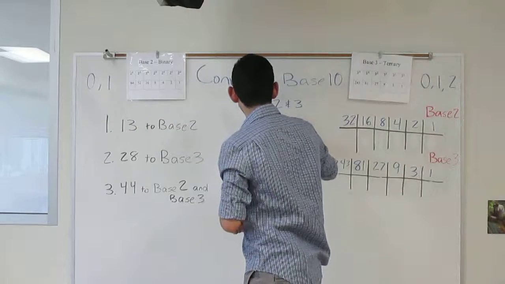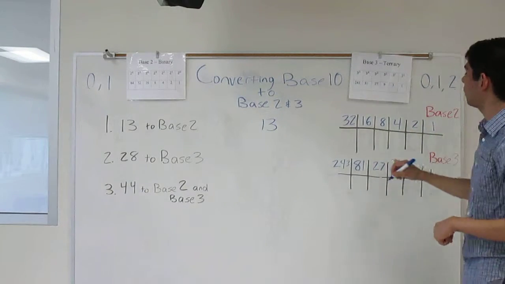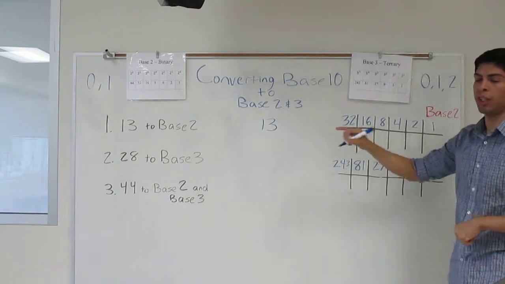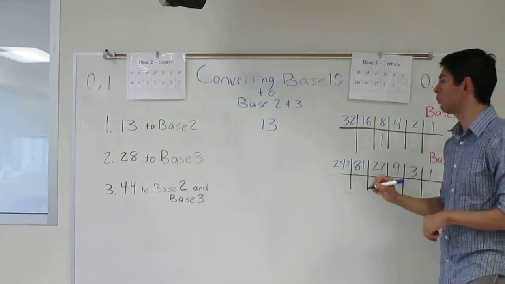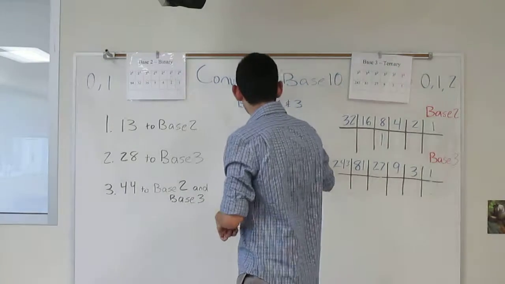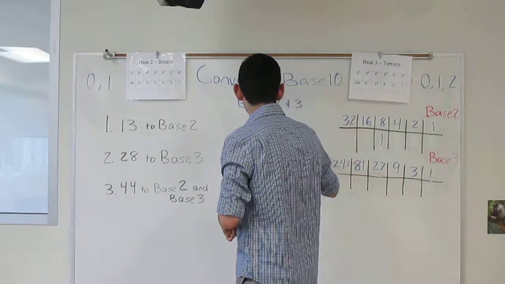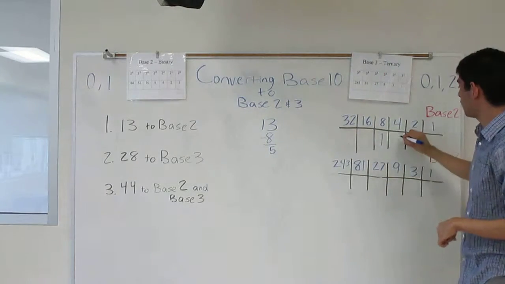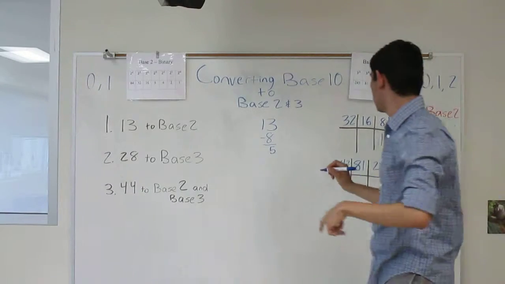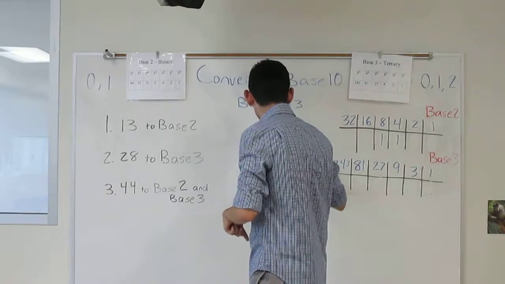So we have the number 13 right here. And we'll go to our table right here. We notice that 32 and 16 are too great to fit into 13, but 8 is not, so we'll put a number 1 right there. And we will come over and subtract it from 13, which gives us a remainder of 5. Now, 4 fits into 5 one time, correct? And we'll just come over and subtract it, and that gives us a remainder of 1.